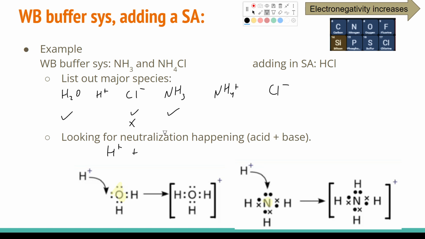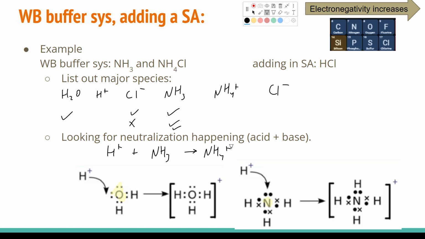So in this case, this is our better option for neutralizing, so that's going to be our NH3, and then that would make our NH4 plus. So it's going to make our conjugate acid. Cool. So careful about that.